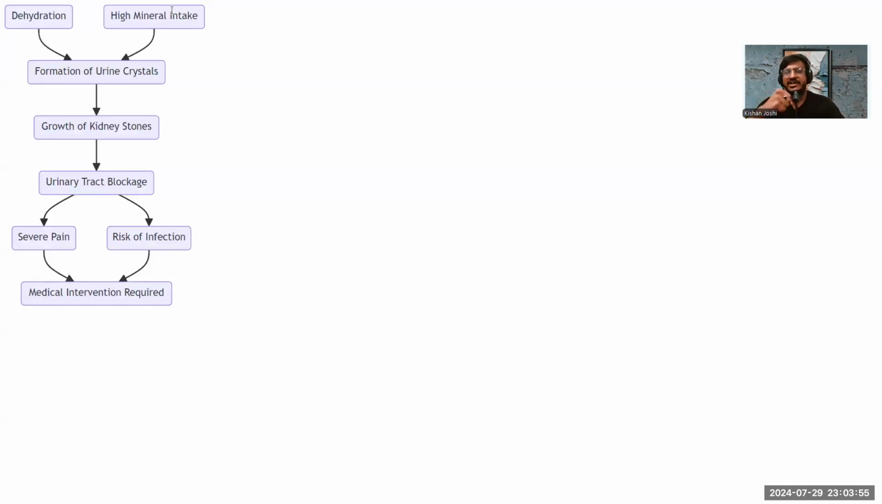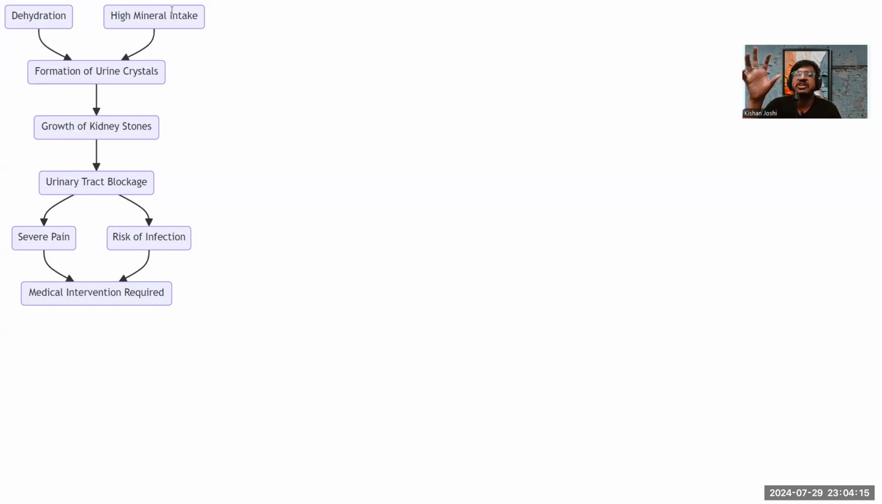So we have to hydrate our body with the minerals, and if the high mineral intake is there, then the water can dilute it. So if we drink more water, then it will solve the issue. That is the particular thing that this graph is suggesting to us.